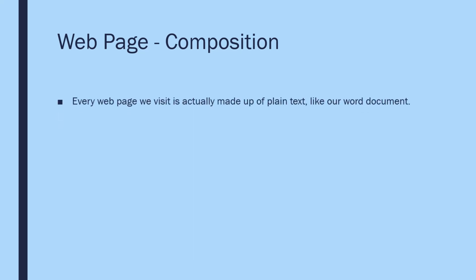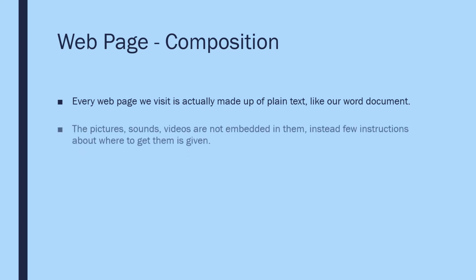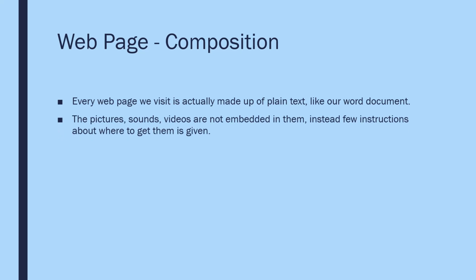Okay, so let's see what are web page compositions. Every web page we visit is actually made up of plain text, like our Word document. Okay, so whatever we write in our Word document, it looks like a plain text, right? So that's what every web page is. The pictures, sounds, videos are not embedded in them. Instead, few instructions about where to get them is given.